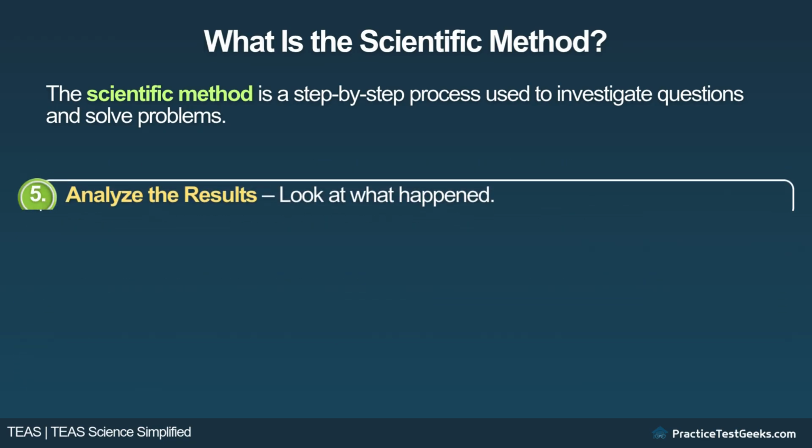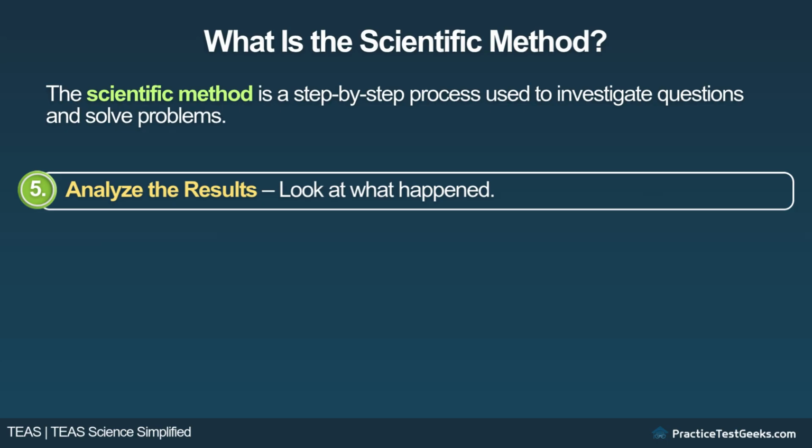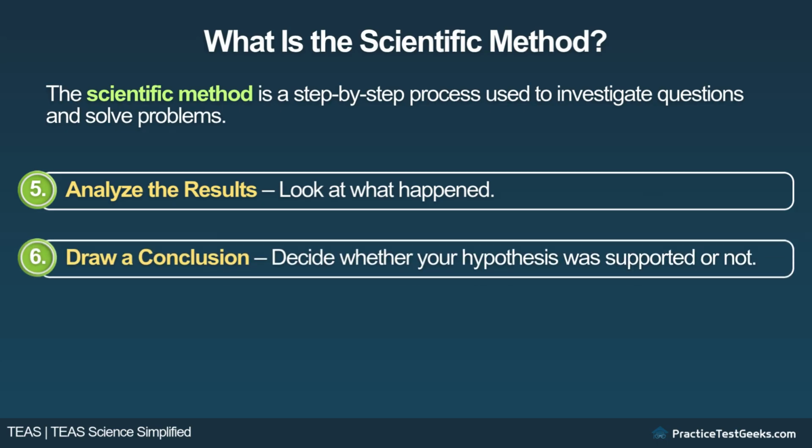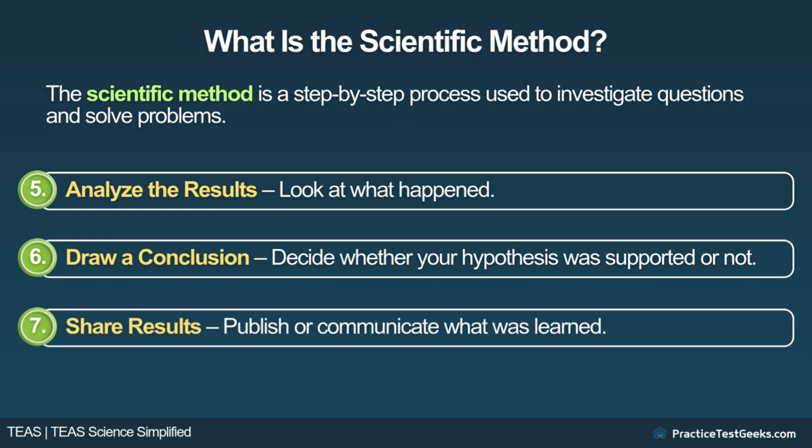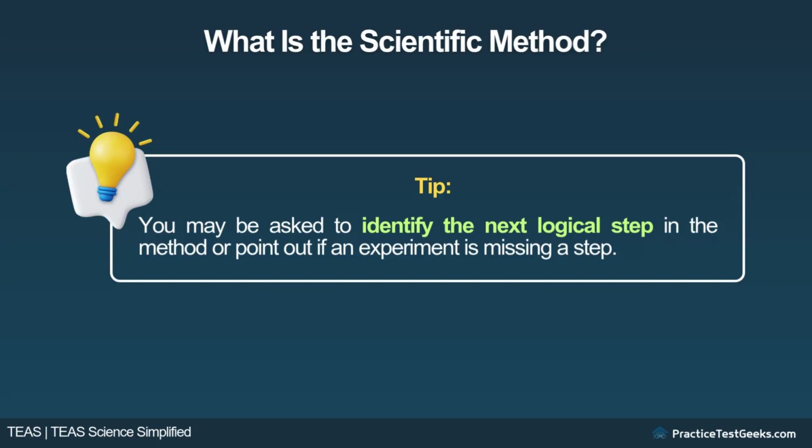Once you have results, you analyze the data to look for patterns or changes. From there, you draw a conclusion. Was your hypothesis correct or not? And finally, you share your results, whether that's through a report, presentation, or publication. Here's your TEAS tip. You might see questions asking what step comes next in an experiment or which step is missing, so make sure you know the full order.